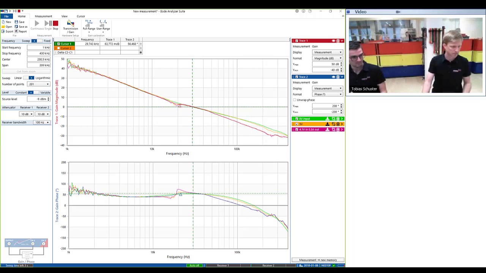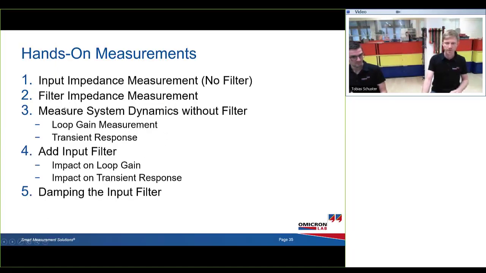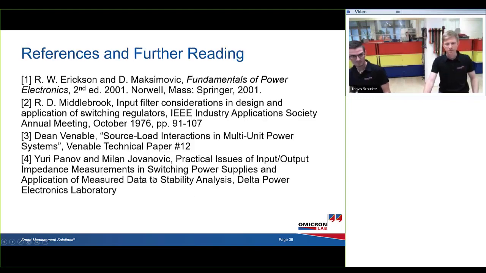I think, did we forget something, Tobias? Let's have a look at the slide. We said we're going to measure input impedance. We've done that. We're going to measure the filter impedance. We did that. Measure the system dynamics without the filter. We did that. Add the filter. We did that. And we did damp the input filter. So I think that's it from our side. If you want to read more on that, if you want to read where it all comes from, who invented all that or found it out or wrote it down the first time, there are some references on that slide.